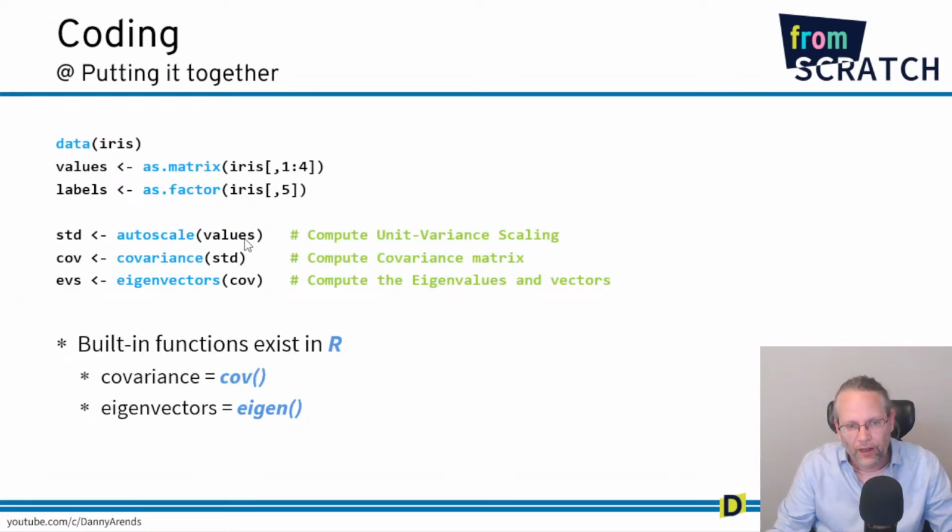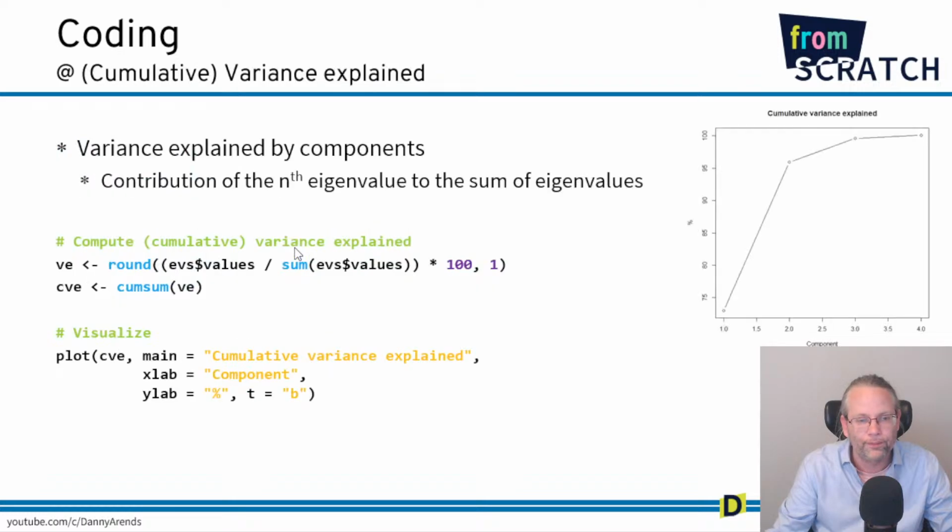Right, so we can autoscale ourselves, compute the covariance, and then compute the eigenvectors. And we can use the eigenvectors to make the data uncorrelated into principal components. All right, so if we want to know how much variance can be explained by each of the principal components that we're going to calculate, we can actually use the eigenvalues. The variance explained by the individual principal components can be computed by the nth eigenvalue divided by the sum of all of the eigenvalues.